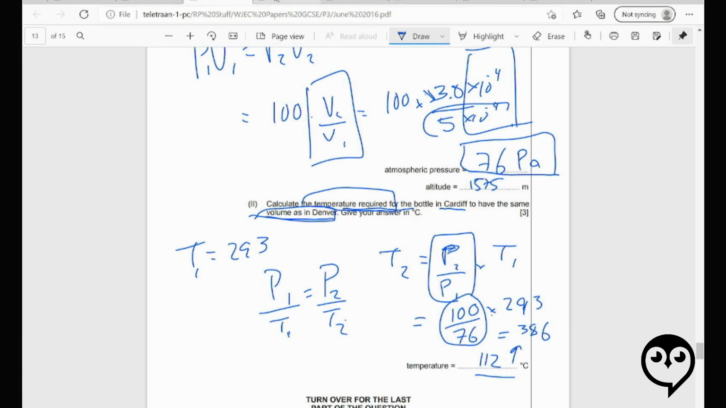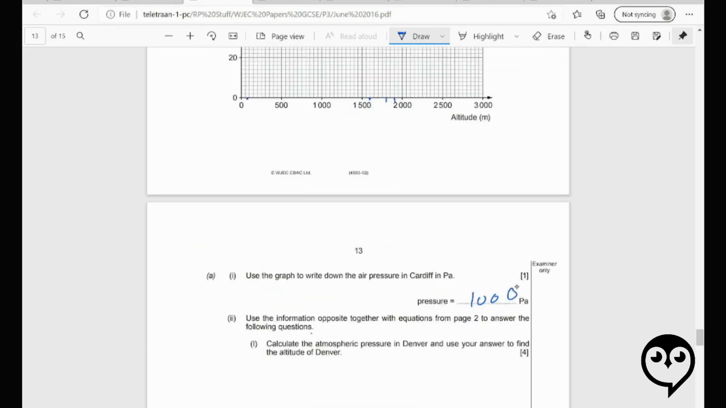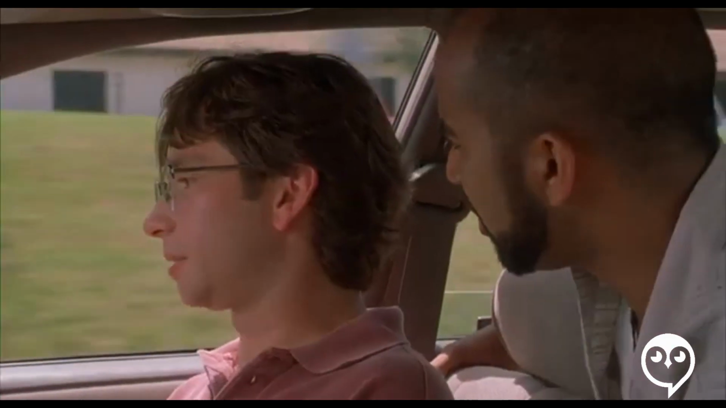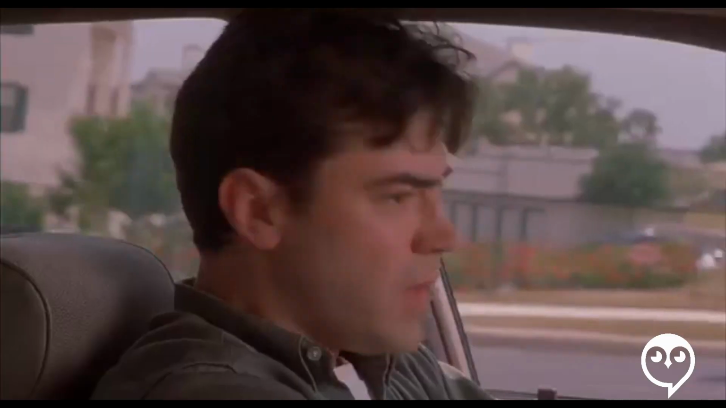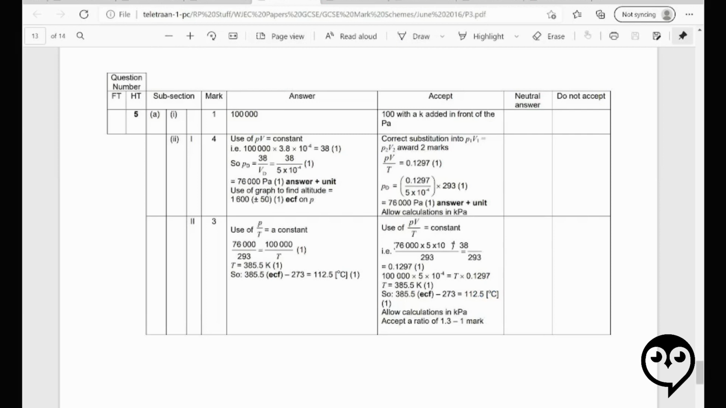Let's see what they say. Right, and I've just caught myself. This needs to be, because the graph was kilopascals, this not 100 pascals. This needs to be 100 kilopascals. I must have put a decimal point in the wrong place or something. I always do that. I always mess up some mundane detail. Oh! Well, this is not a mundane detail, Michael! Okay, so yeah, 100 kilopascals, 100 with a K added in front.